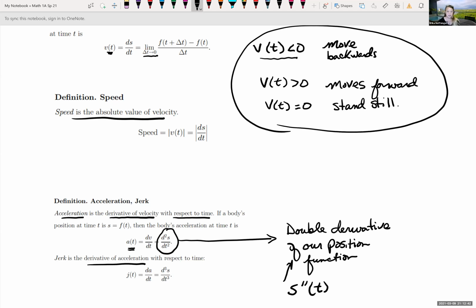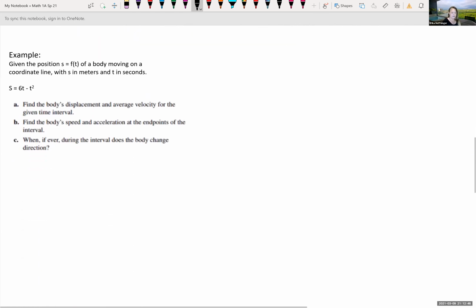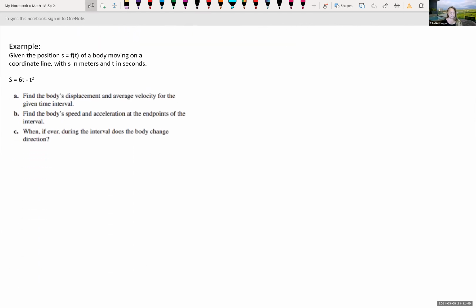Okay, so now looking at an example. Given the position s, which we can call f of t, of a body moving on a coordinate line with s in meters and t in seconds. So all we're doing is moving on some line here, back and forth, back and forth. Well, it depends on, is the velocity positive or negative? And we want to find the displacement.